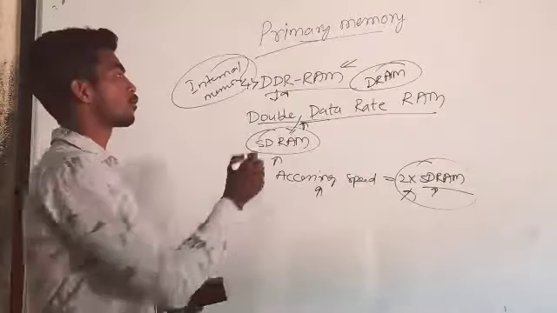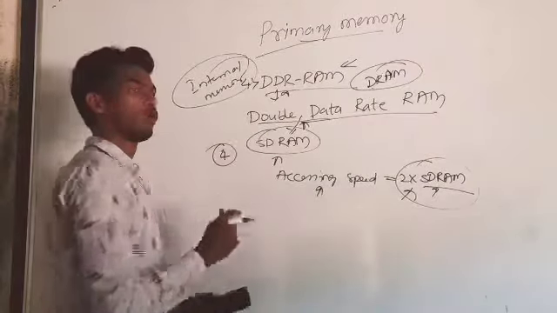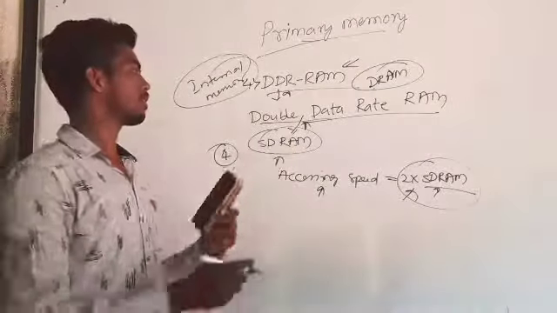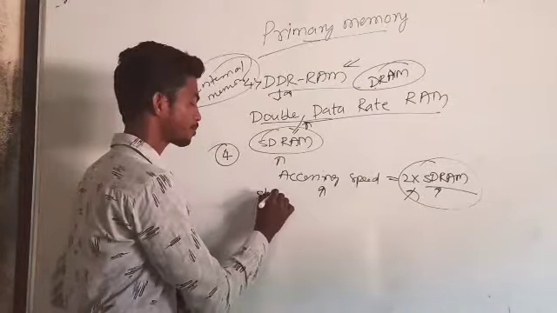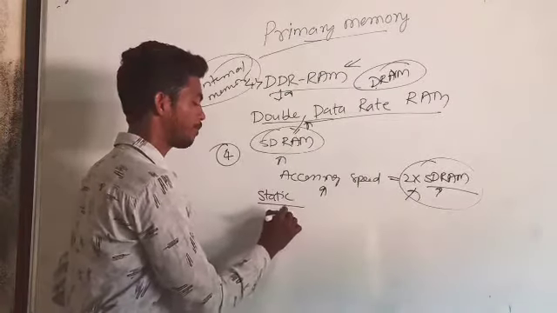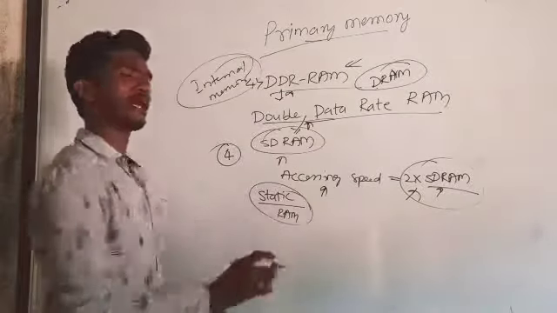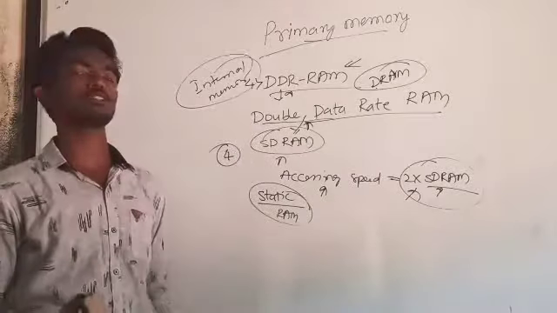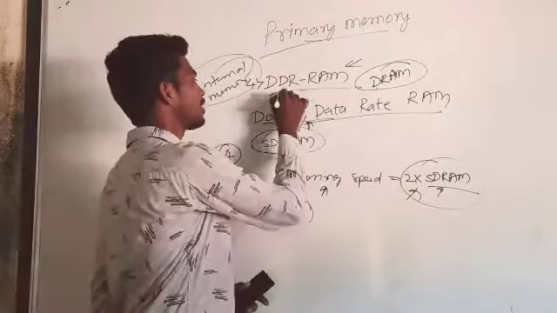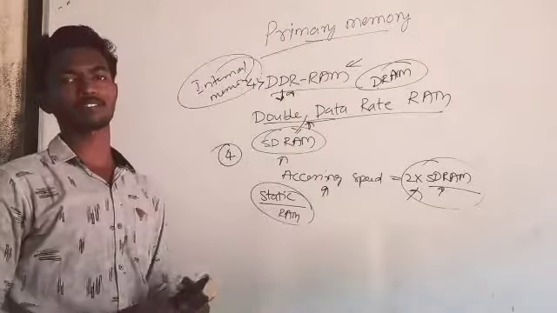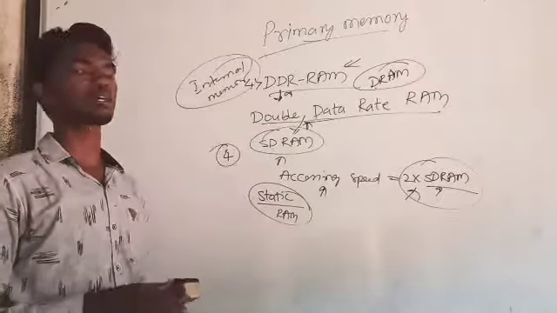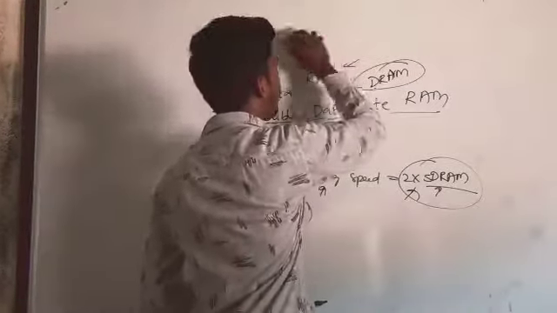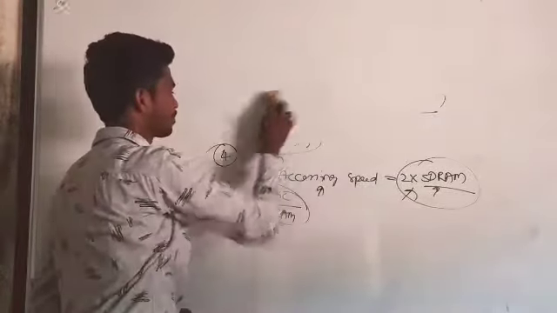RAM contains four different types of memories. One is DRAM, dynamic RAM, then SRAM, that is static RAM, SDRAM, synchronous dynamic random access memory, and the final one is DDR-RAM, which means double data rate random access memory. And let us look at the power supply to the computer.